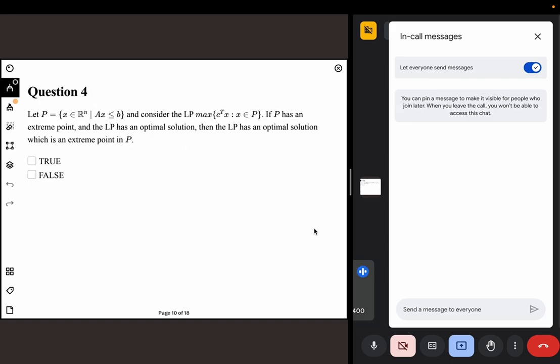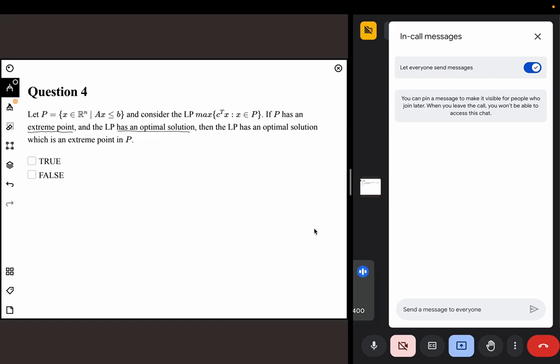So we have a set P such that Ax is less than or equal to b. So this is a polyhedron. And we have the LP problem, such that maximize c transpose x such that x belongs to P. So this is not in the standard form. If P has an extreme point and the LP has an optimal solution, there are two things given. One, it says that you have an extreme point, and the other, it says that it has an optimal solution, which means you have a bounded optimal solution.